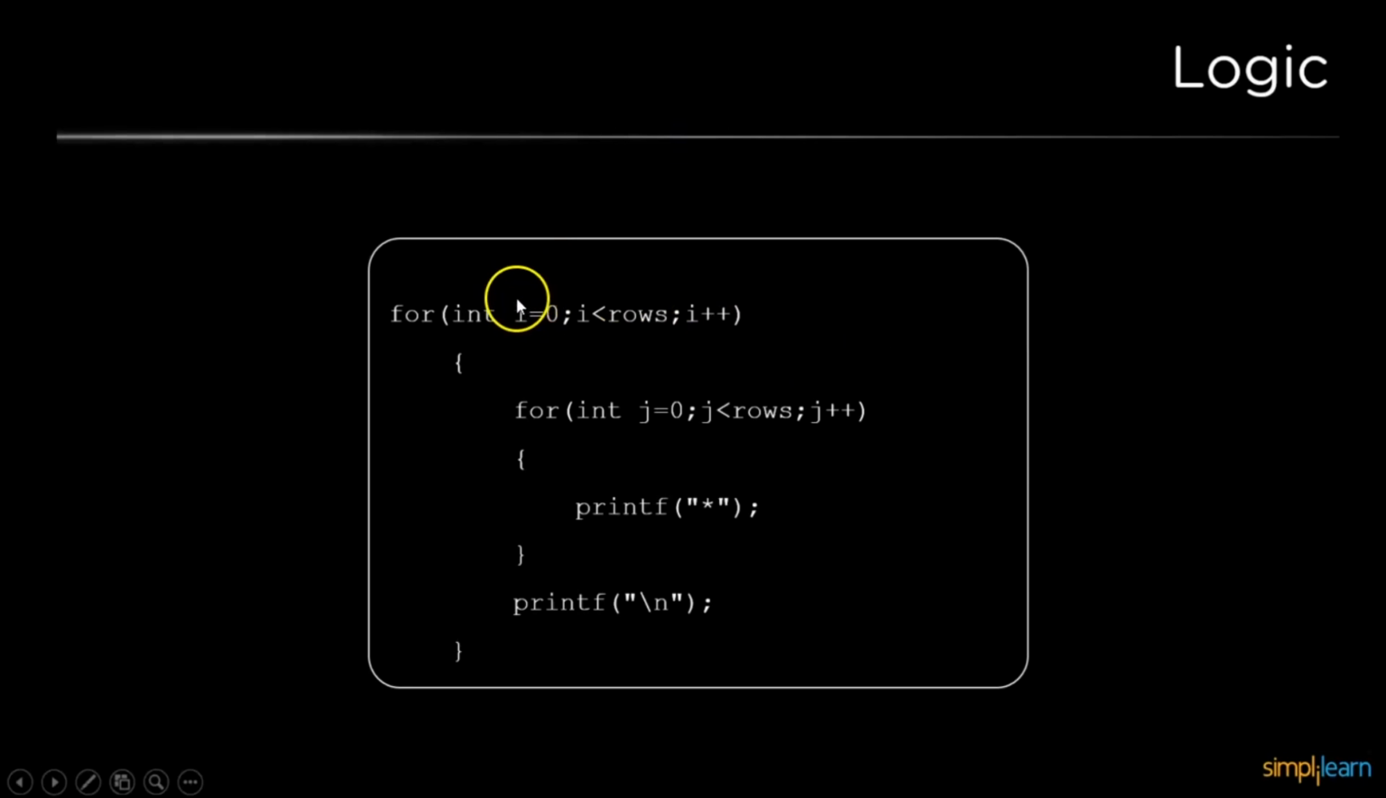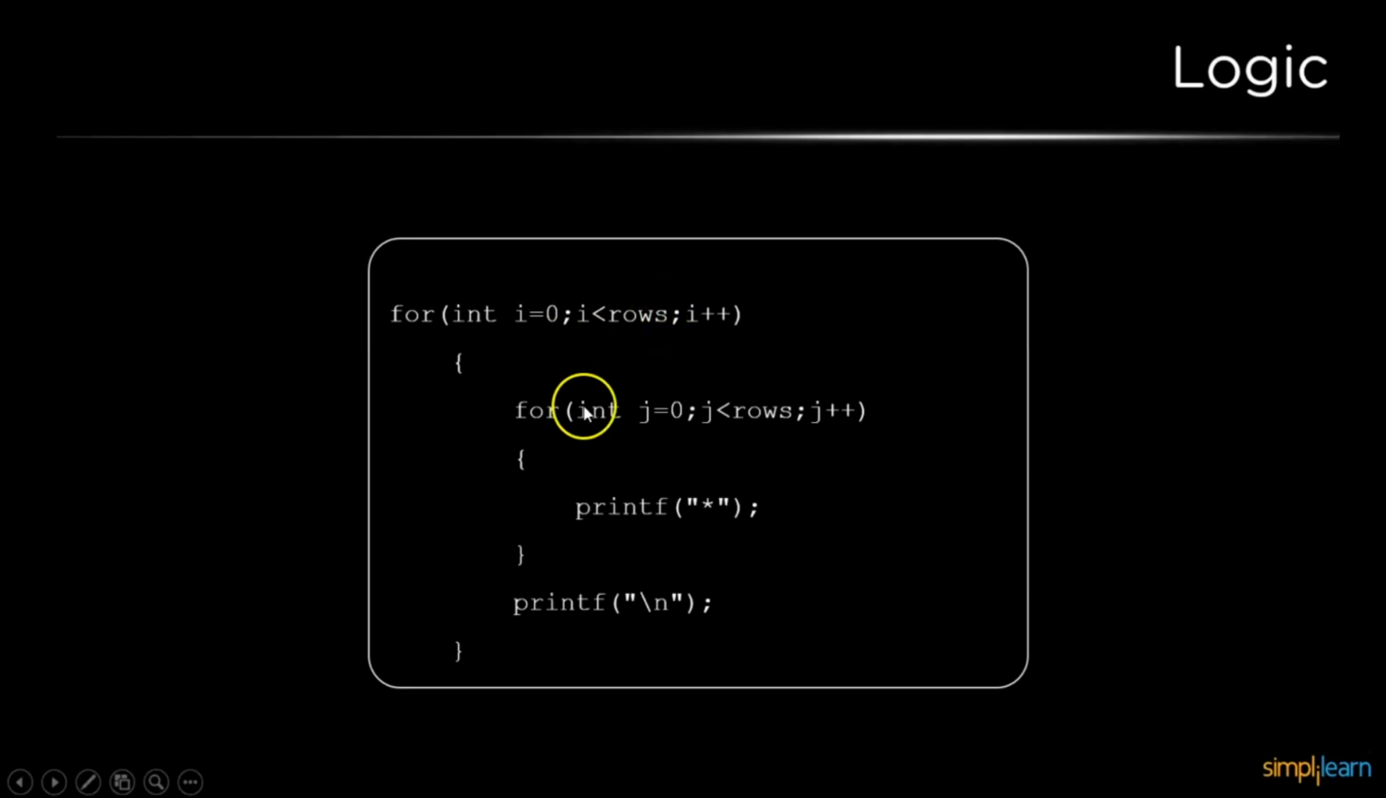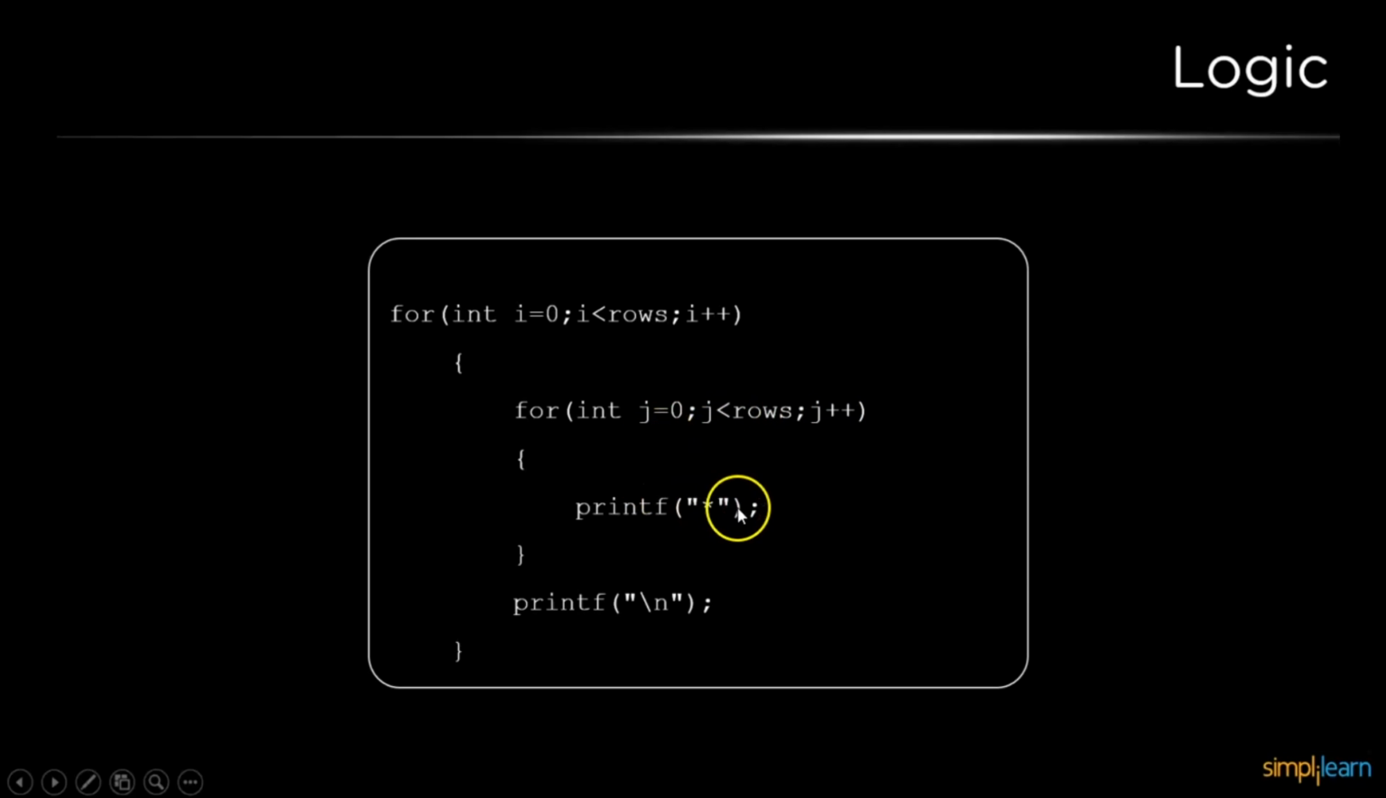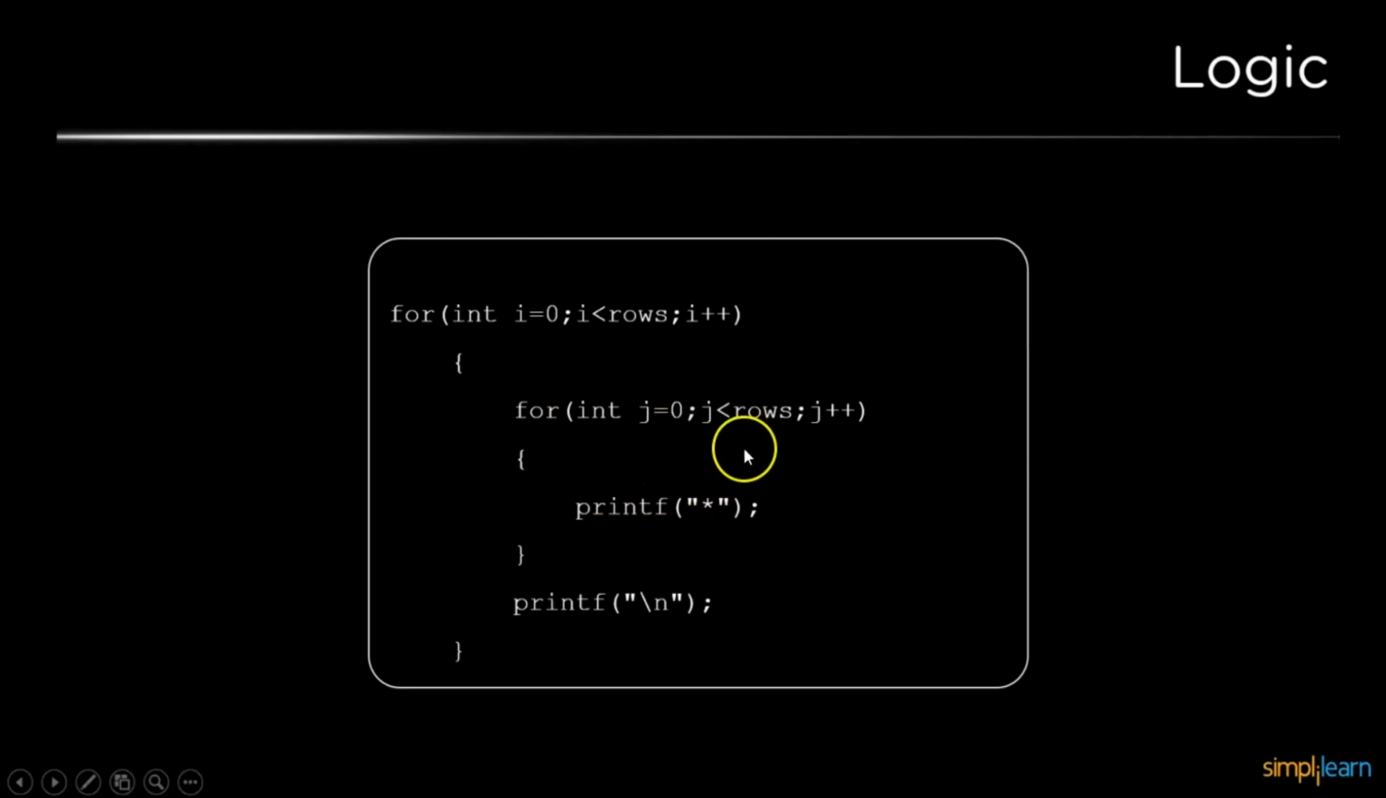Here we have counter variables i and j, where initially the i value is equal to 0. So 0 less than rows, that is, if rows is equal to 5, then 0 less than 5 is true. Then it comes to the inner for loop where the j value is equal to 0. 0 less than 5 is again true, so it prints the star. Then again it goes back to the inner for loop and increments the j value by 1. Now the j value is 1. 1 less than 5 is again true, then it prints the second star. This will continuously repeat until the condition is not satisfied.